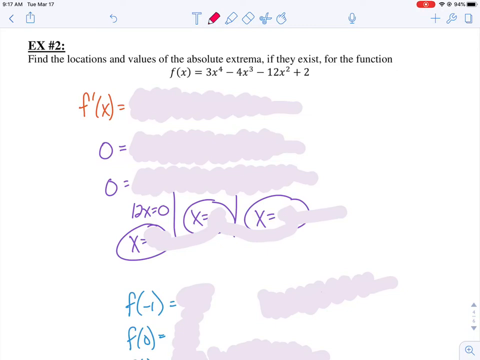All right, here's part 2 of section 14.1, absolute extrema. Example number 2 asks us to find the locations and the values of the absolute extrema, if they exist, for this function. So what I'd like you to try to do is pause this video, do as much as you can, and then see how far you get. Remember, we're finding the absolute extrema. That's the very highest and the very lowest values of our function.